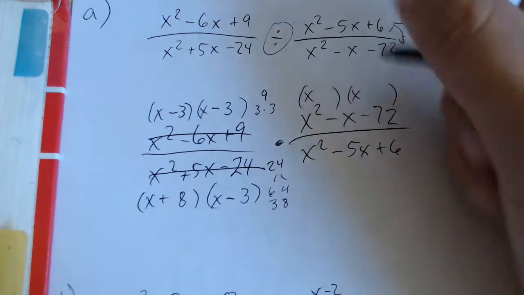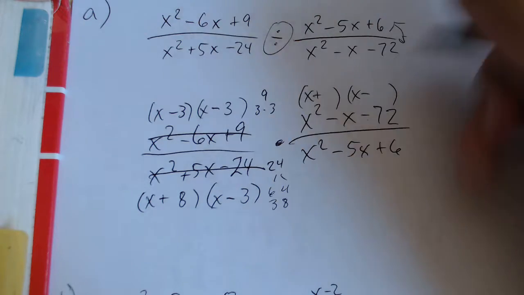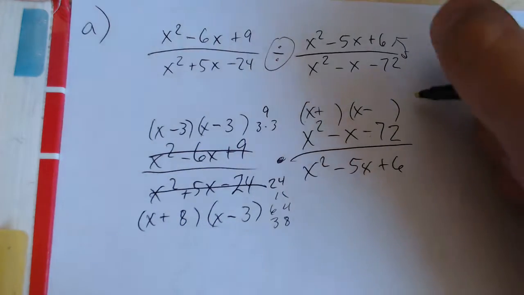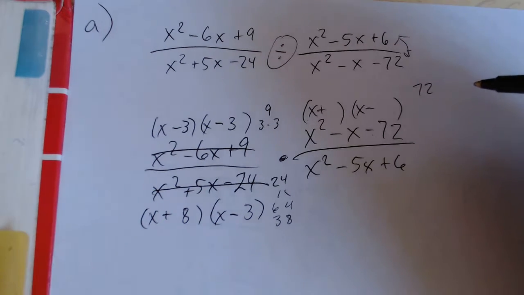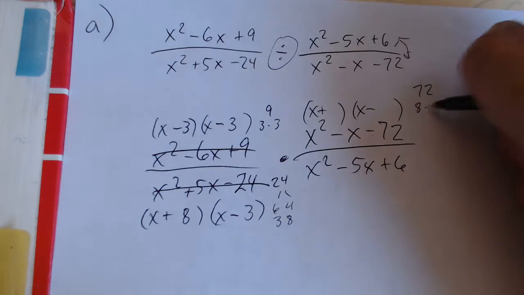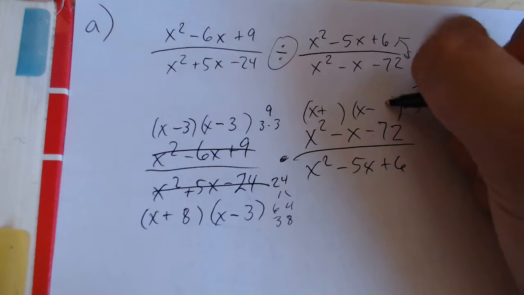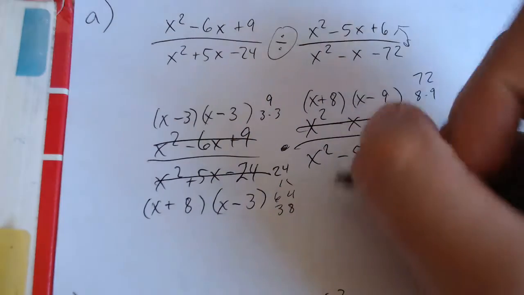Both are x. Negative means the signs are opposites. Then we have to factor 72 to where it'll add up to negative 1. Let's see here, 72. We do 6 times 12, but that's definitely not going to work. 8 times 9 will work. So if we do 8 times 9, we could do negative 9, positive 8. Works out, and we're done with that one.